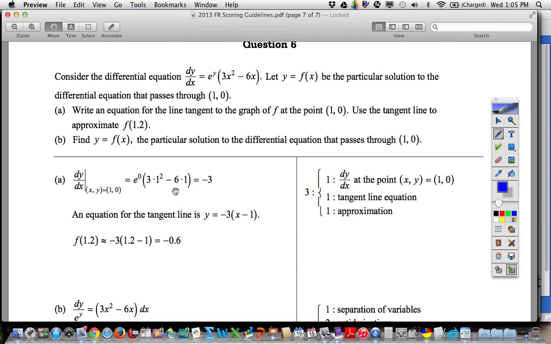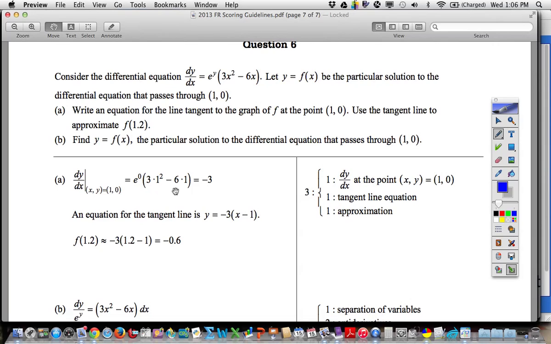Okay, consider this differential equation. Let y equals f of x be the particular solution to this differential equation that passes through (1, 0). So there's your initial condition. Notice the similarity here to the last problem. The difference is this didn't have a story problem feel. It didn't have units and stuff. Write an equation for the tangent line at (1, 0). Use this line to approximate f of 1.2. So very similar to what we were doing earlier.